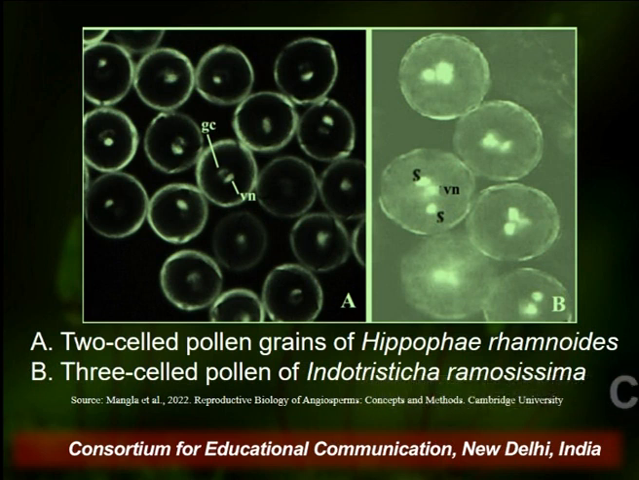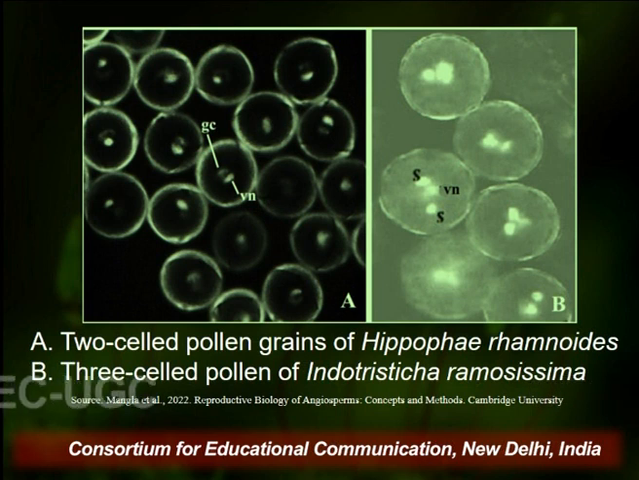In this particular slide you can see that pollen grains can be shed at either a 2-celled stage or a 3-celled stage. Figure A shows 2-celled pollen grains of Hippophae, which have been stained with bromine iodide, and a 3-celled pollen grain in the second picture, in Indotristica ramosissima, stained with ethidium bromide.